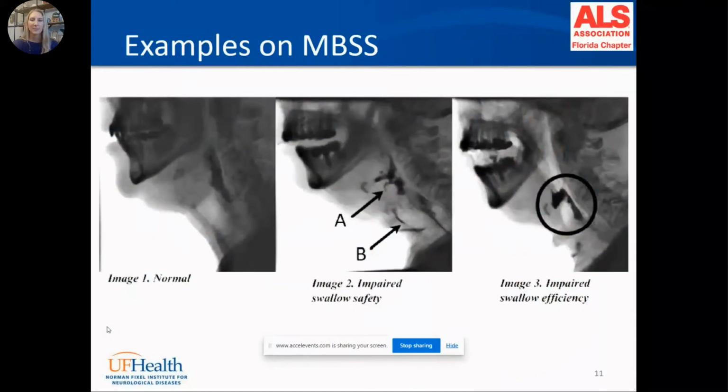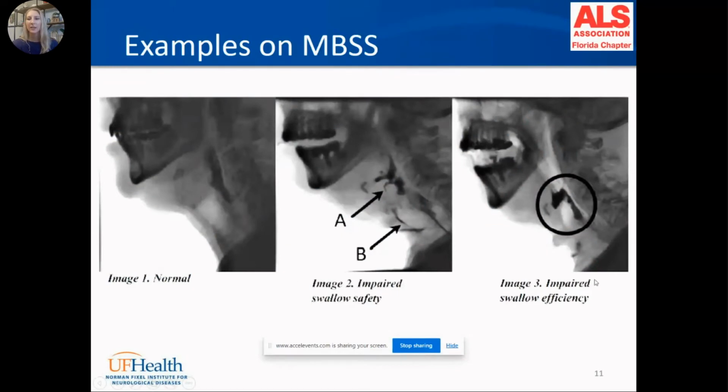So here are some examples of a modified barium swallow study in terms of safety and efficiency. You can see on the left side is considered a normal swallow. It's both safe and efficient, nothing's entering the airway, and I know it doesn't show it, but there's no material after the swallow. In the middle image, we have some impaired safety. If you see where the arrow is pointing for A, you see material entering that top part of the airway, into the laryngeal vestibule, and that is considered penetration. And then for B, you see that it has now gone below the vocal cords and has been aspirated.